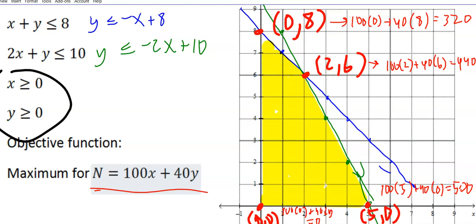So what's the best choice here for the maximum? We need to maximize this, so it would be 500 is the max, and the ordered pair that leads to that is 5, 0.